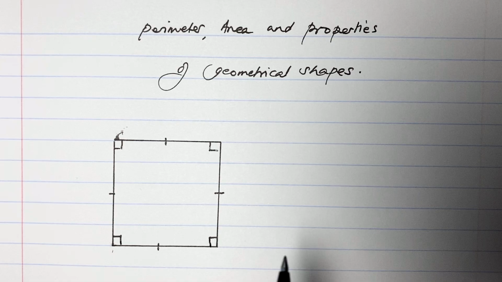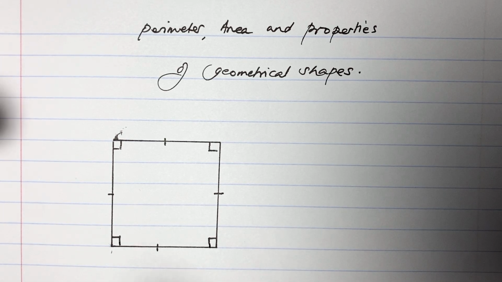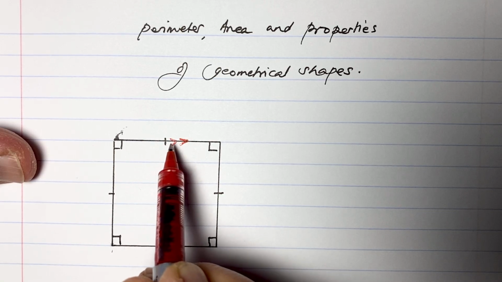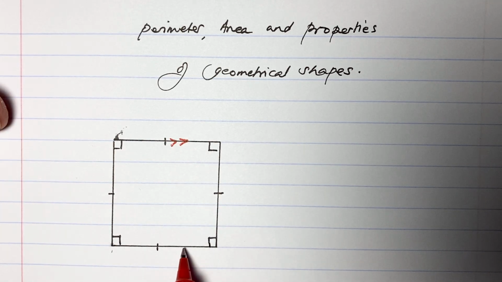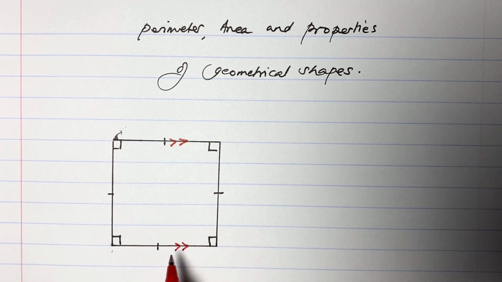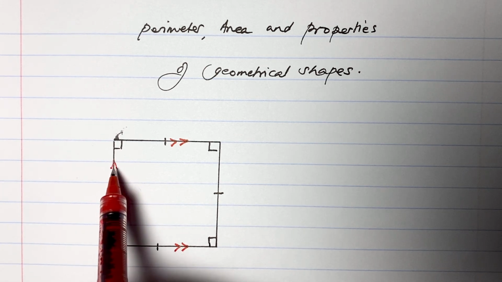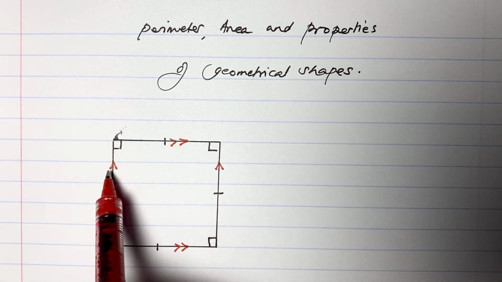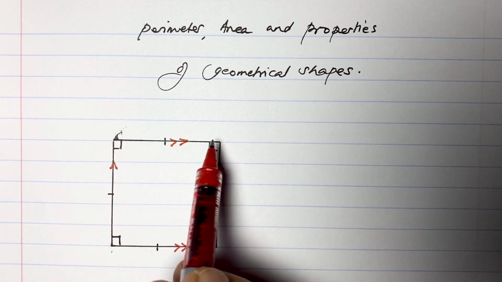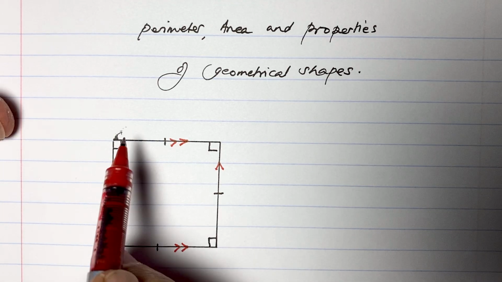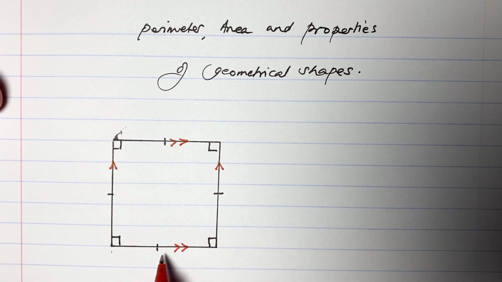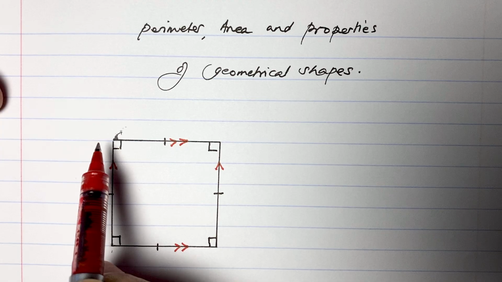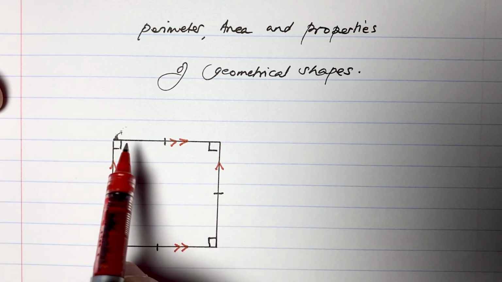As far as the properties are concerned, the opposite sides are not only equal but also parallel. So that side and that side are parallel. These 2 sides are also parallel, this one and this one. So I mark them with the same type of arrow. 1 arrow, 2 arrows. So far we have 4 equal sides, 4 90 degree angles, and opposite sides are equal and parallel.